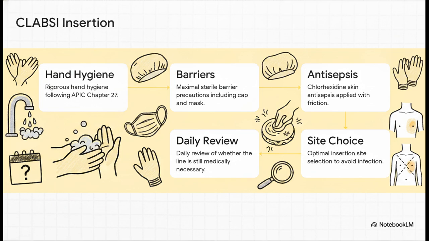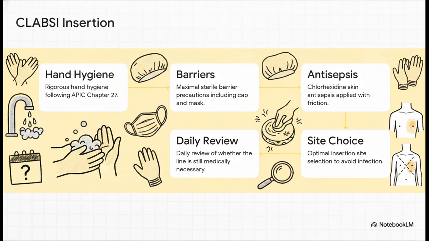the patient. Step 3 is skin antisepsis using chlorhexidine, and it has to be applied specifically with friction to effectively kill bacteria on the skin. Step 4 is selecting the optimal insertion site. For instance, they strictly avoid the femoral vein in adults because it carries a much higher infection risk. And Step 5, which is absolutely crucial, is a daily review of whether the patient actually still needs the line.